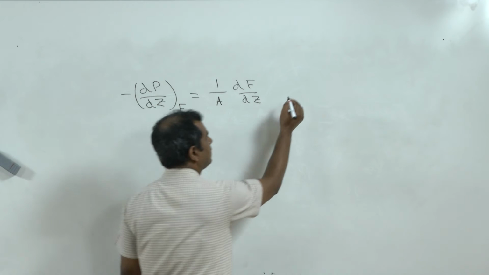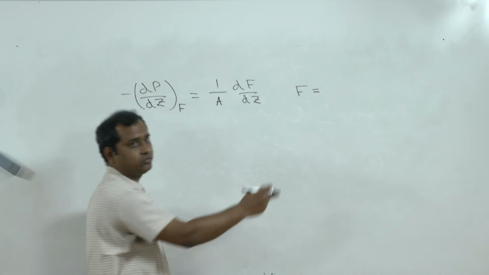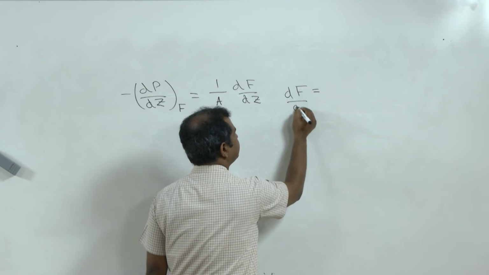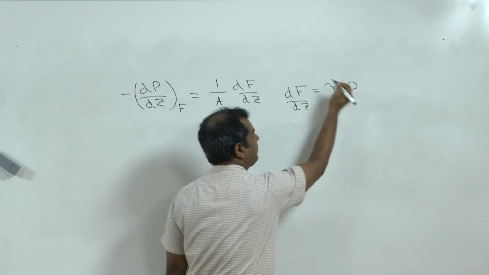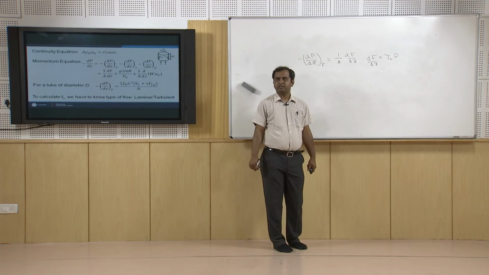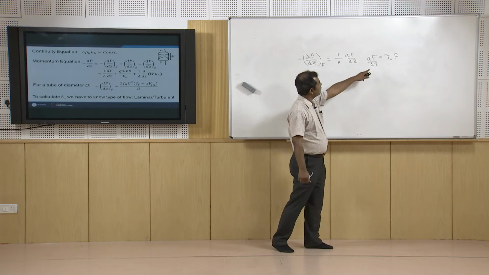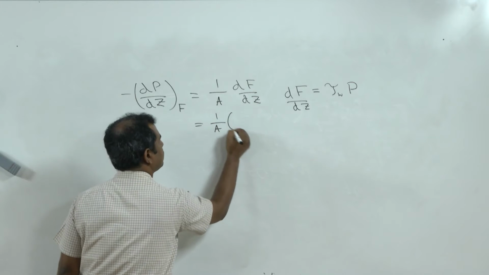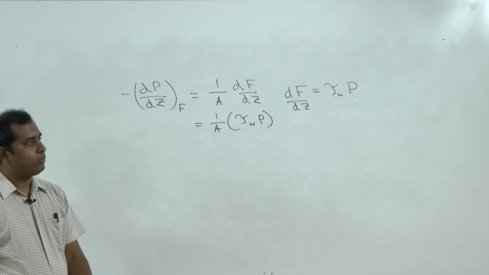Now, I know that the frictional force depends on the shear stress. So, I can write dF dZ as the shear stress multiplied by the perimeter P. The perimeter P I have already shown you in the figure, which is nothing but pi into D, where D is the diameter of the tube. So, I can replace this here, and we get 1 by A into tau W into P. Now, what is tau W?